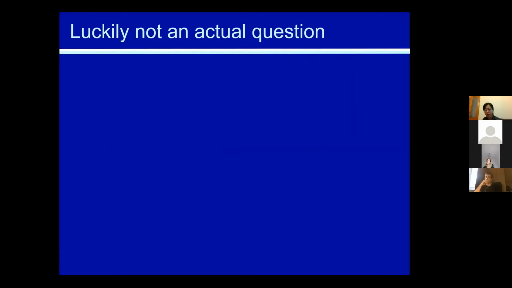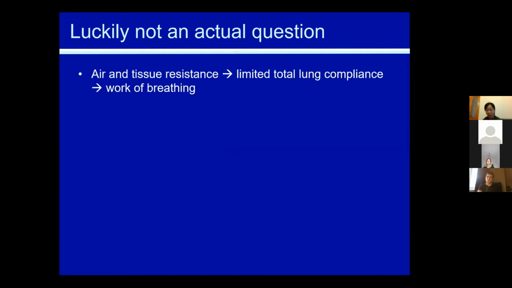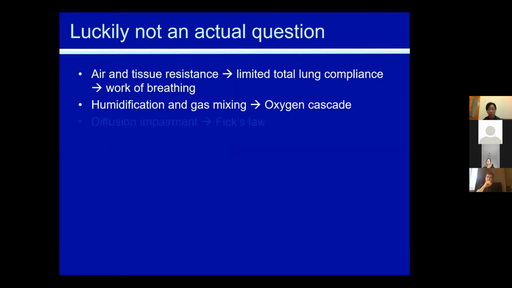Luckily, I've not come across this as a question in a textbook or in a Viva book, but if I was asked, then here would be my answer. Something about lung compliance when the lungs aren't efficient at expanding. When you breathe in, your air gets mixed up with water and carbon dioxide, i.e. the oxygen cascade. Diffusion impairment, so the inefficiencies of getting gas from the alveoli to the blood itself, is covered under Fick's law. But all of that is the rest of your respiratory physiology textbook.